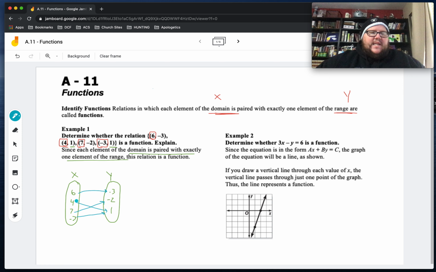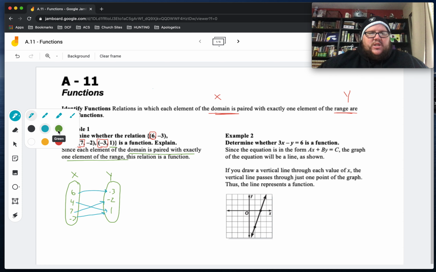So what you're seeing is each of our x values only has one line going to it, whereas for our y value, we have two going to 1. That is okay. We are able to have two of the same y values, as long as they're for two different x values. Can't have x go to two members.